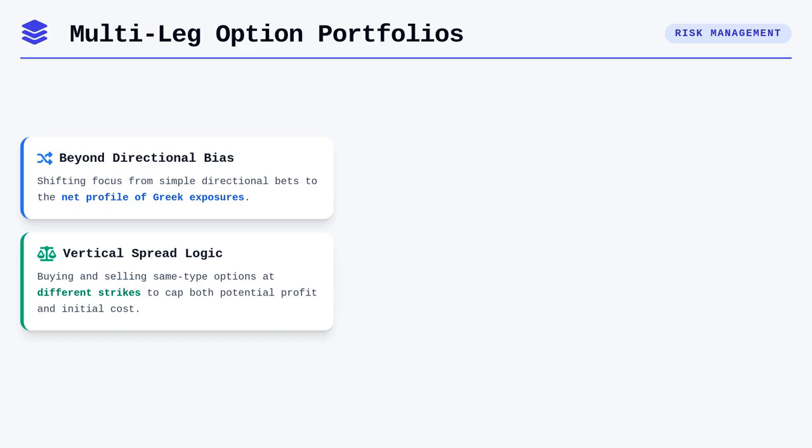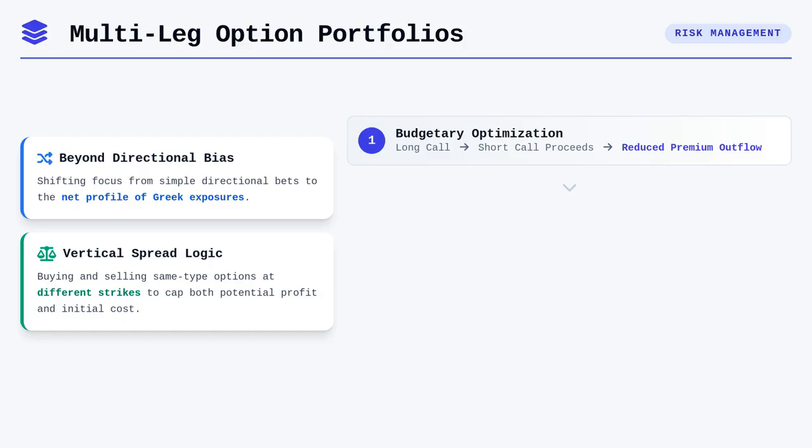A vertical spread, for example, involves buying and selling options of the same type and expiration, but at different strike prices, which effectively caps both the upside potential and the cost of the trade. By paying for a long call with the proceeds from a short call, we reduce the total premium outflow, a common objective for treasurers concerned with budgetary constraints.